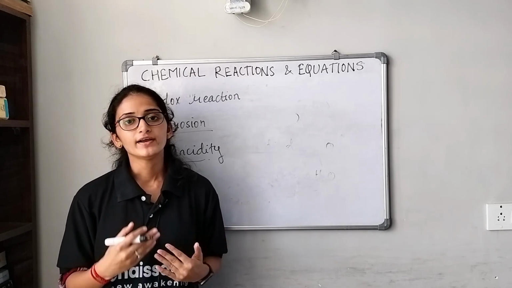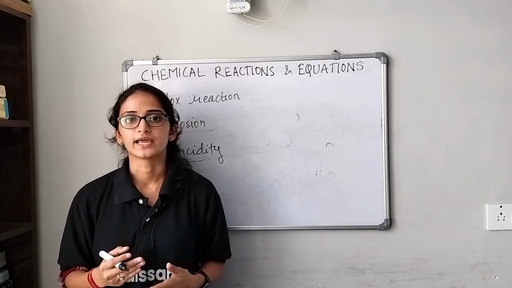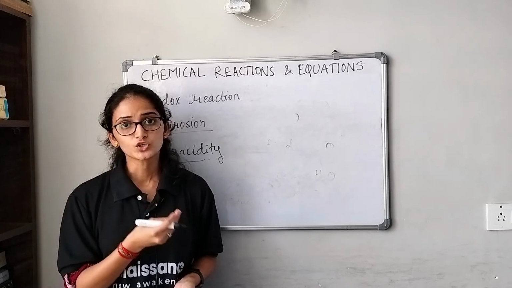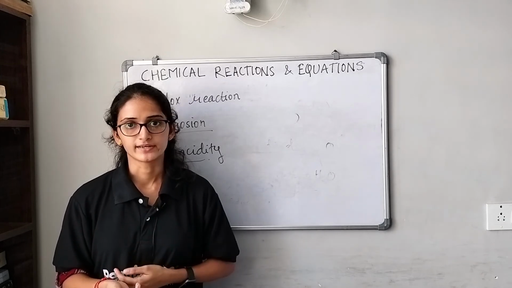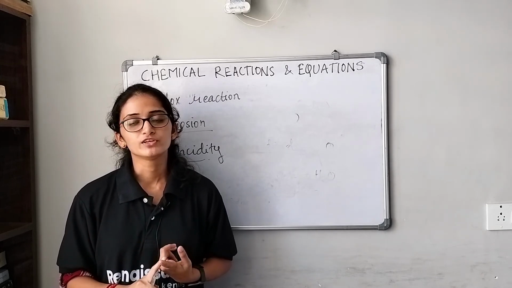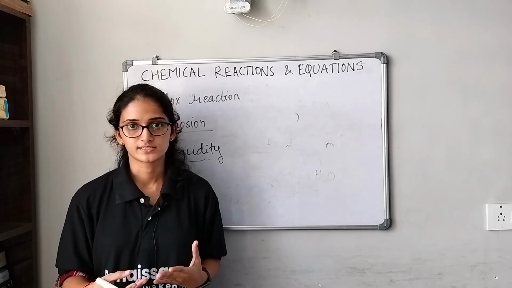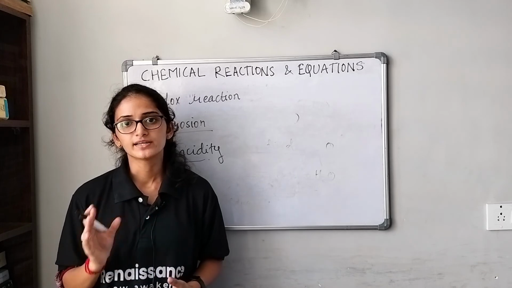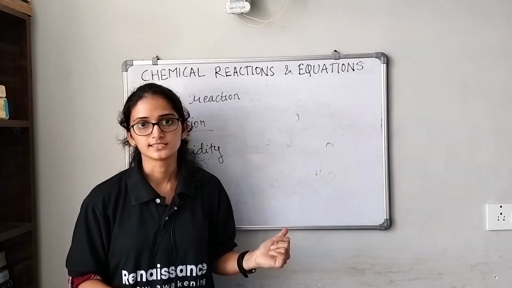Now how do we prevent this process? How do we prevent food items from getting oxidized? For that we have to use antioxidants. The antioxidants will prevent food substances from getting oxidized, so they prevent rancidity. So this was all about corrosion and rancidity.